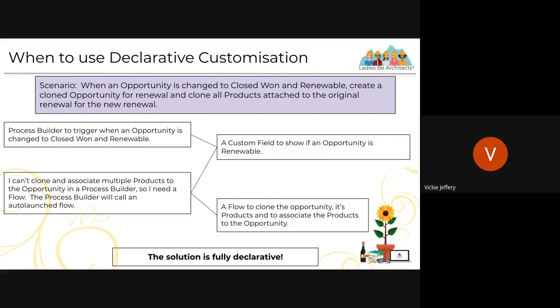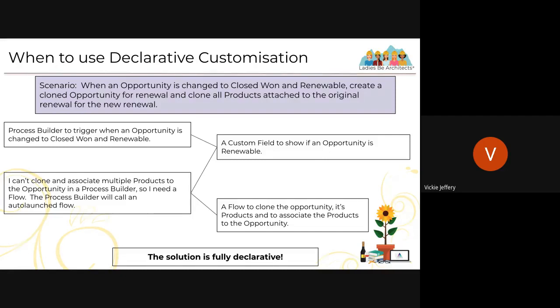and renewable. I can use a custom field to show if an opportunity is renewable. So I might have some criteria behind that, a business process behind that, that tells me if it's renewable, or I might just have the user note that it is renewable. I can't clone and associate multiple products to the opportunity in process builder. So I need to look at something else.